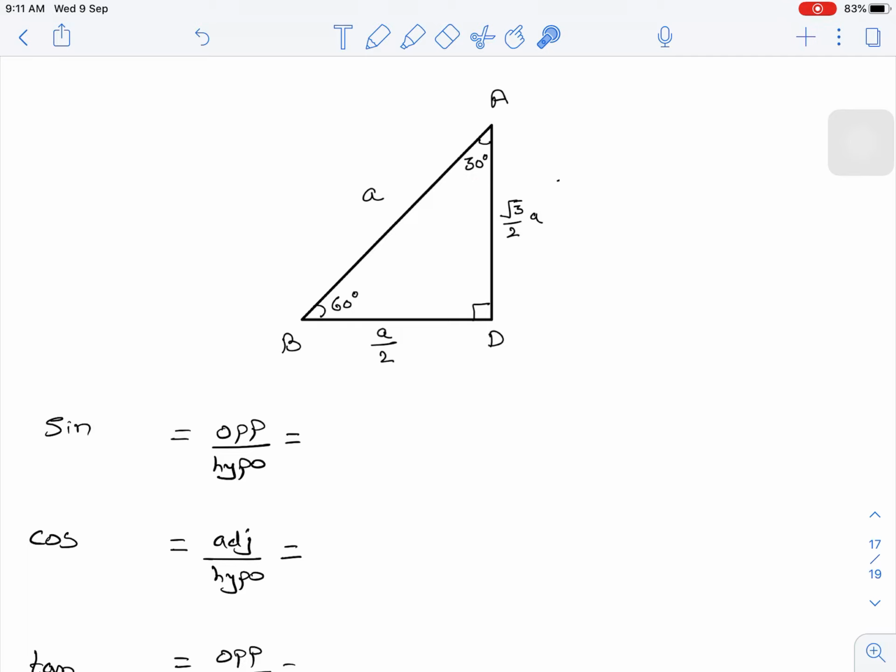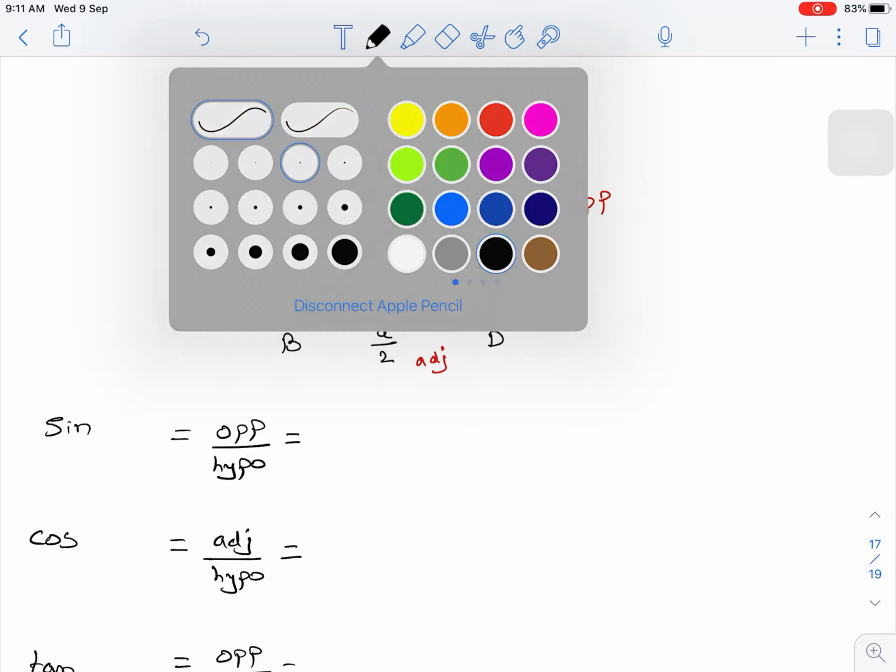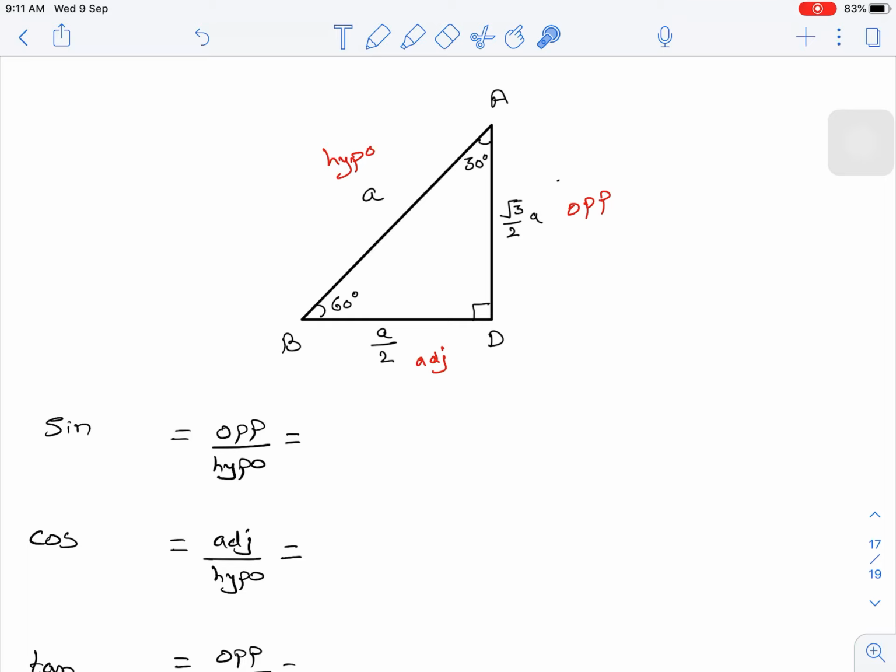Okay, now if you want to find values for 60 degree, first we have to decide which side is opposite and which side is adjacent. So in this triangle we can say that this side is opposite, this side is hypotenuse, and this side is adjacent. Okay, so now let us write. Now we are going to find for angle B, that is 60 degree.